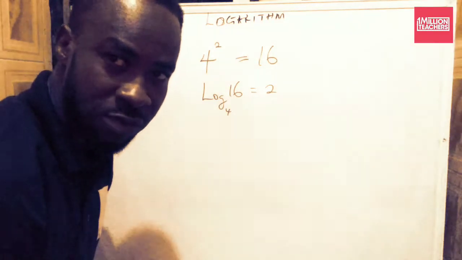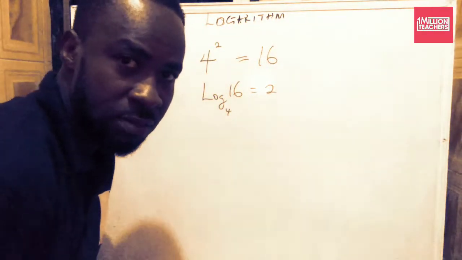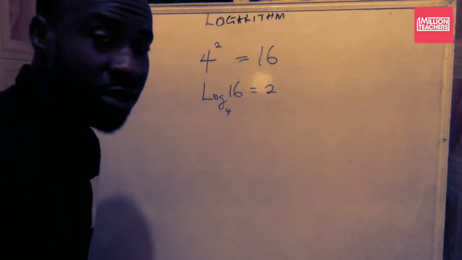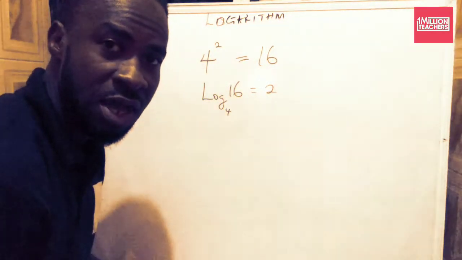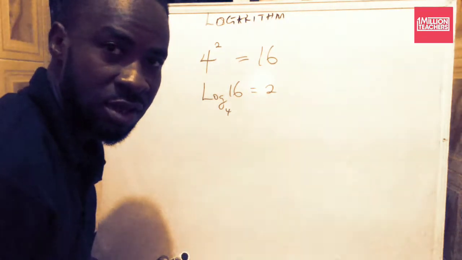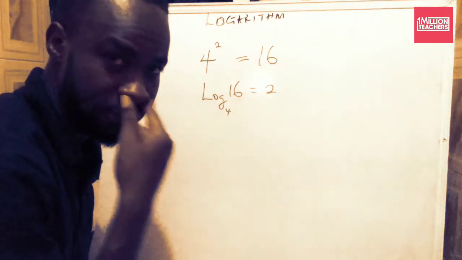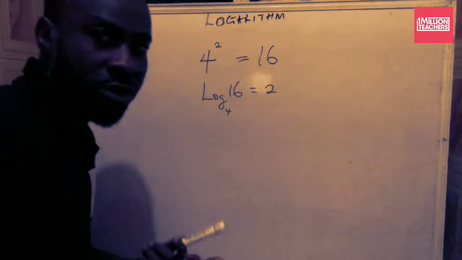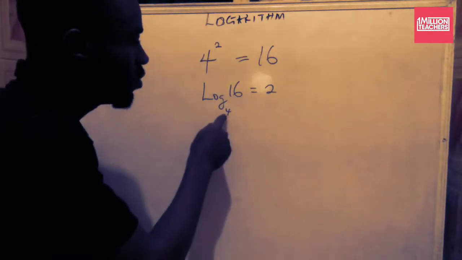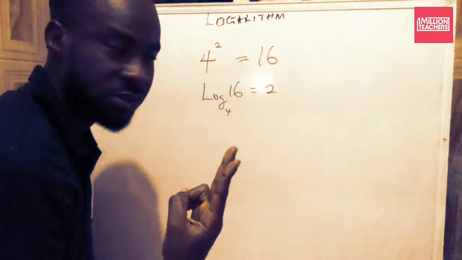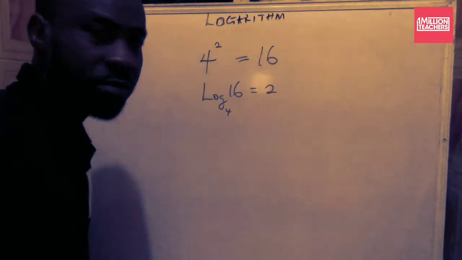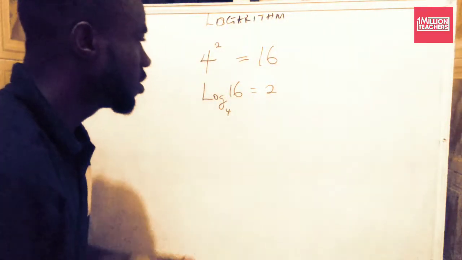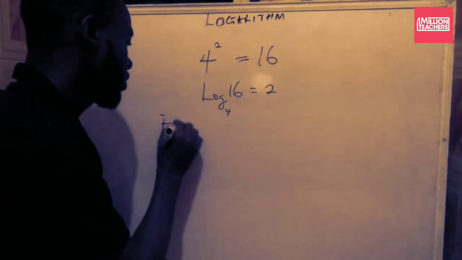And in a layman's way, if you want to explain this to an ordinary person, all you have to tell the person is that logarithm tells you how many times a base can multiply itself to give the number. So in this case, we have 4 as the base. So logarithm is telling you that when you multiply this 4 2 times, it will give you the number, which is 16.